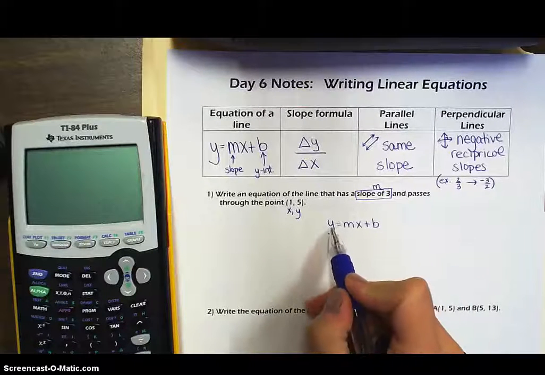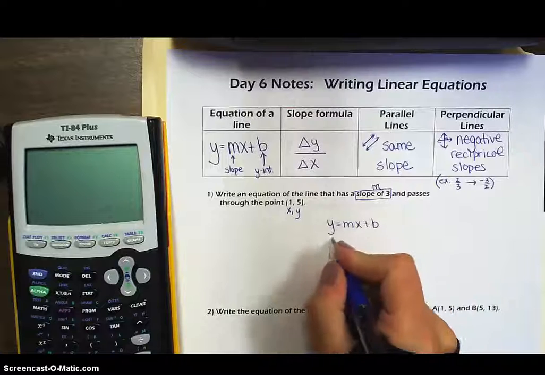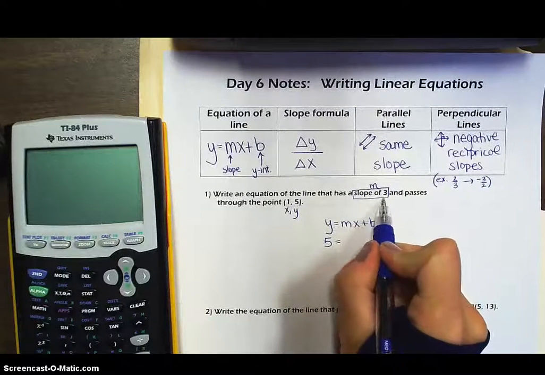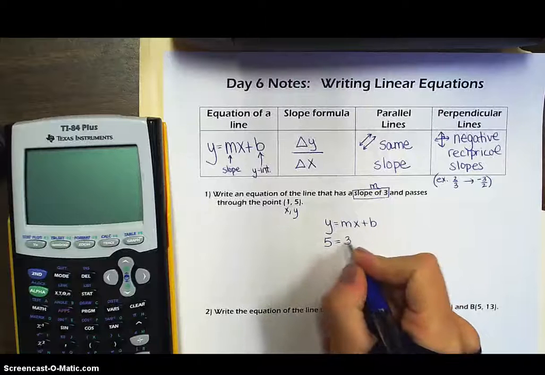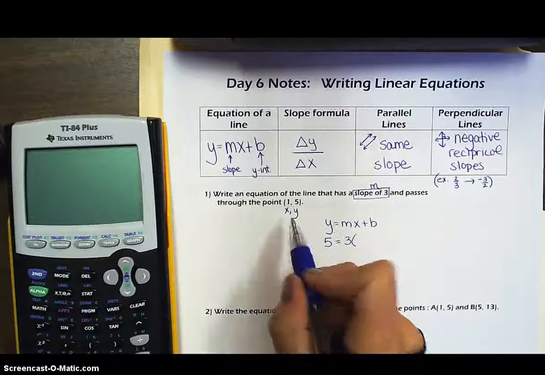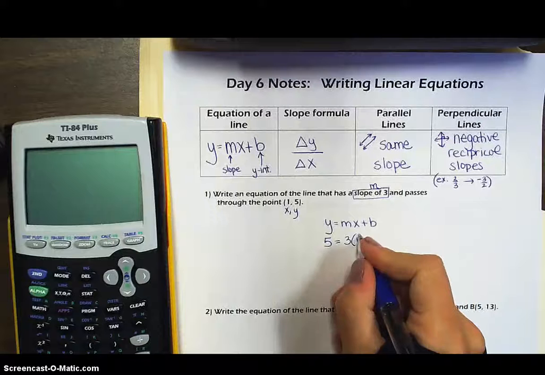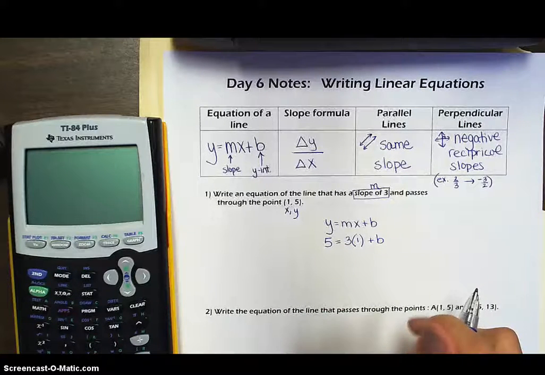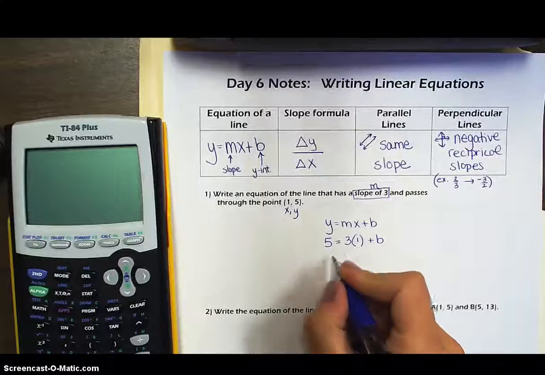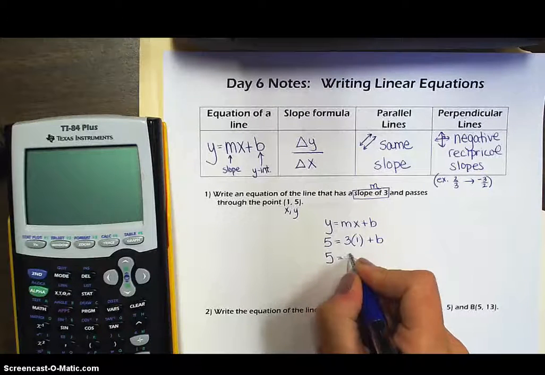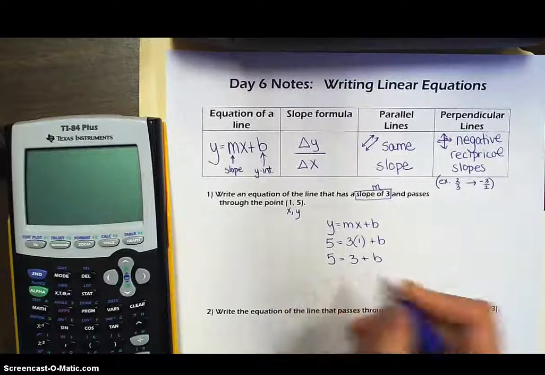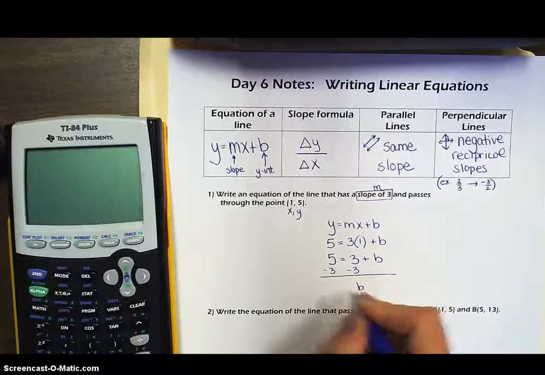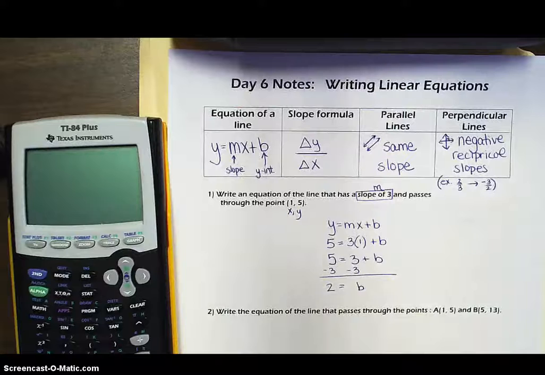Let's try that out. My y value is 5, so I put a 5 under the y. My m is my slope, and my slope is 3, so I put a 3 there. The x is right next to the m, and my x value is 1, and then plus b. Now let's solve for b. 3 times 1 is 3, so we get 5 equals 3 plus b. Then I subtract 3 from both sides, and my b value is equal to 2.